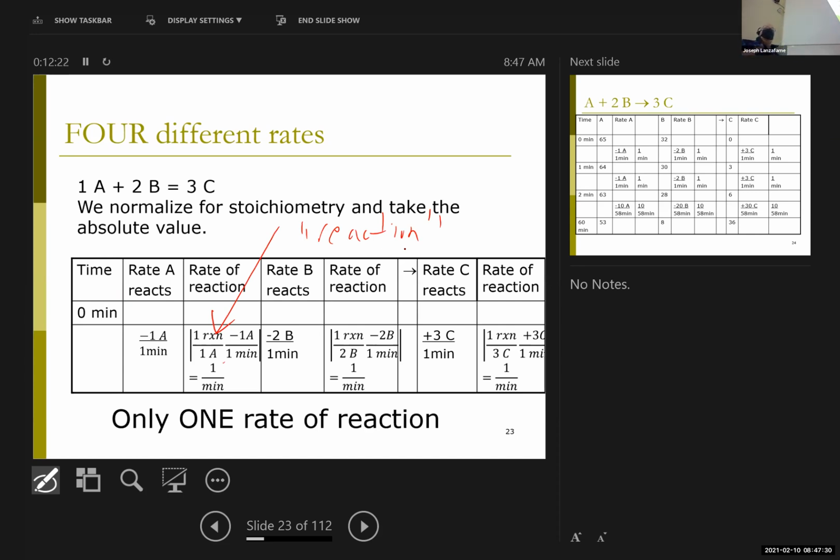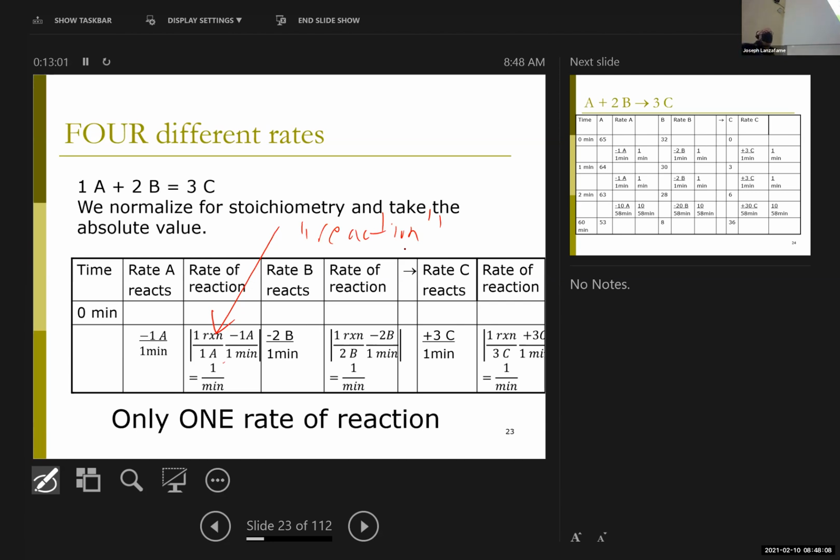And so I essentially normalize my measured rate for the stoichiometry of the reaction, and I can get rid of the sign issue if I just take the absolute value of everything, right? If I do that, I get the same calculated number no matter which rate I measured. And so that single corrected value is usually what's referred to as the rate of reaction.